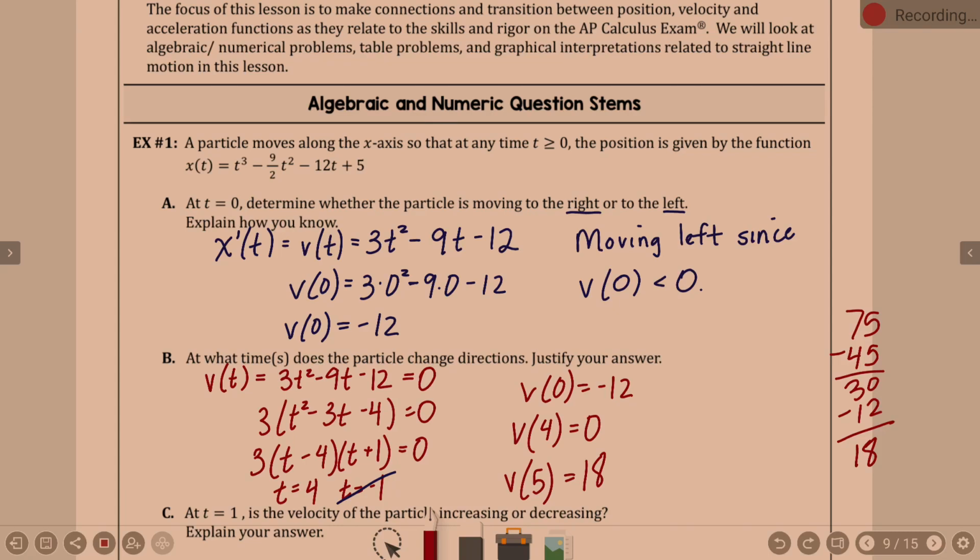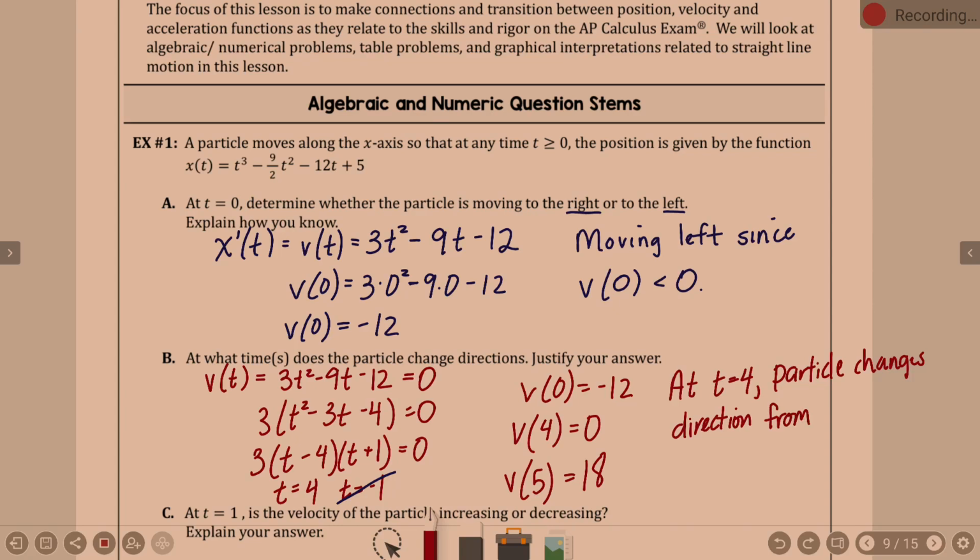So at t equal 4, the particle changes directions from left to right because v of t changes signs from negative to positive. So t equal 4, particle changes direction. And notice it's going from left to right, since sign changes from negative to positive.